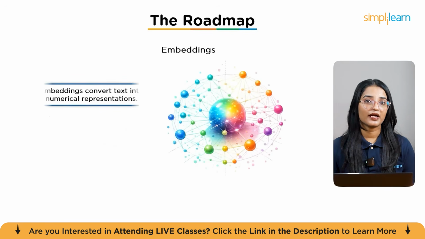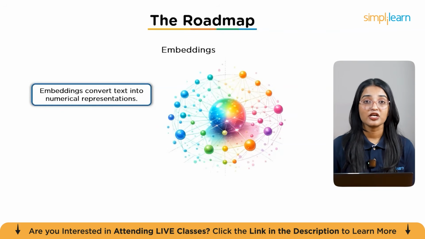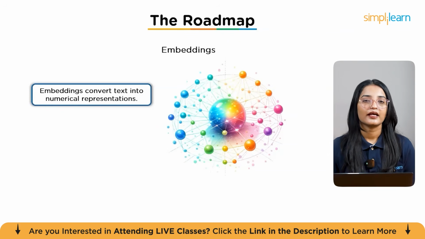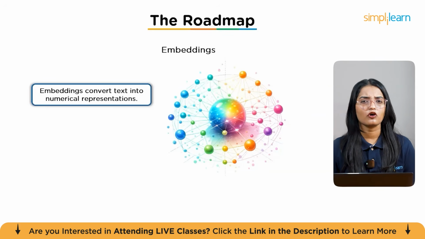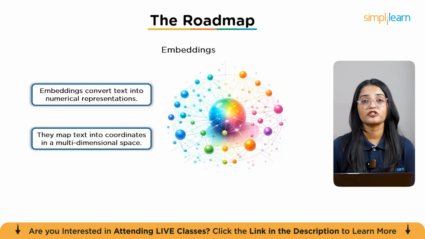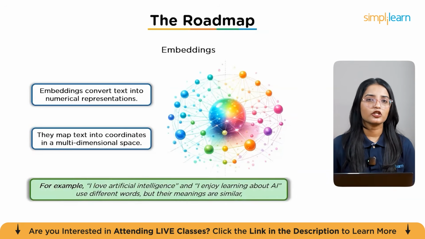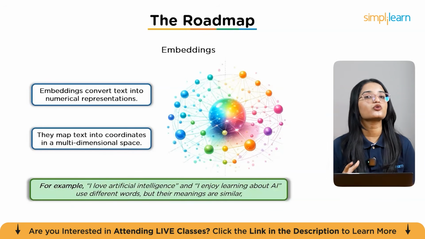Now, this is where things become powerful, because machines do not truly understand language, they understand numbers. Embeddings convert text into numerical representation, but they're not just random numbers. They map text into coordinates in a multi-dimensional space. You can imagine a huge map where every sentence becomes a point. Sentences with similar meaning are placed close to each other.